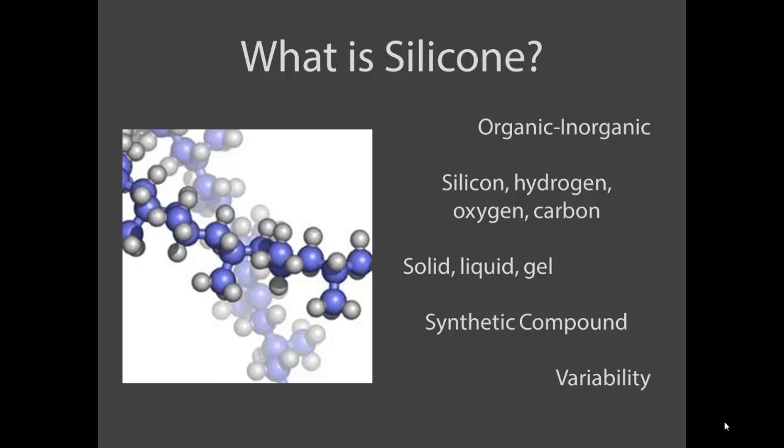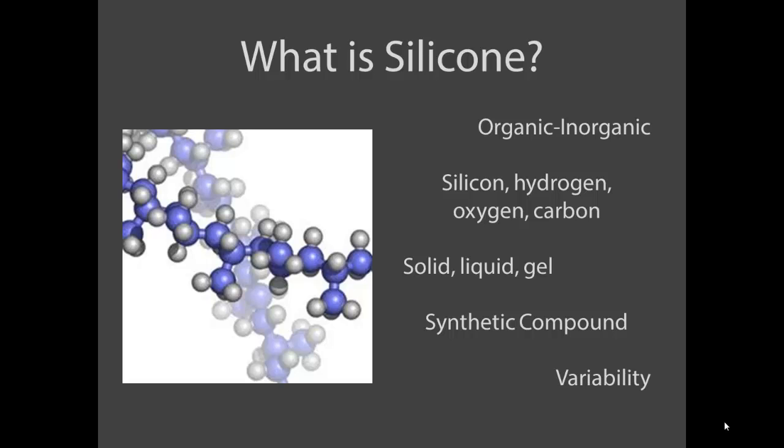But what is silicone exactly? Well, silicone is an organic, inorganic material, which basically means that it can be organic or inorganic, depending on what chemicals are added to the silicon metal mixture. It's comprised mainly of silicon, hydrogen, oxygen, carbon. It's a solid, liquid, or gel. It is also a synthetic compound, which means that it's man-made and cannot be found naturally in the environment.